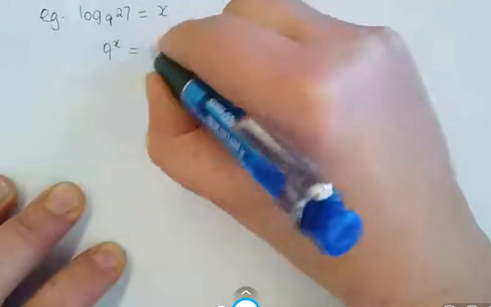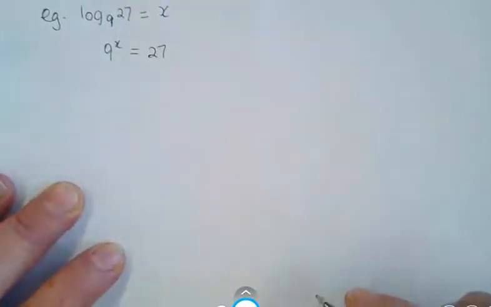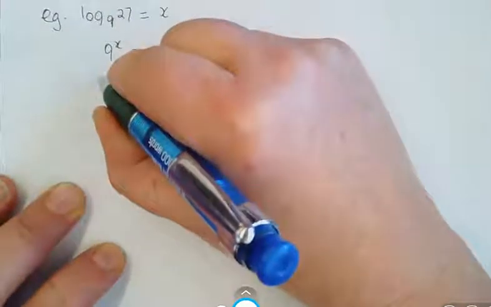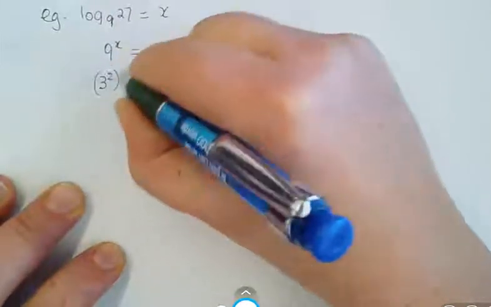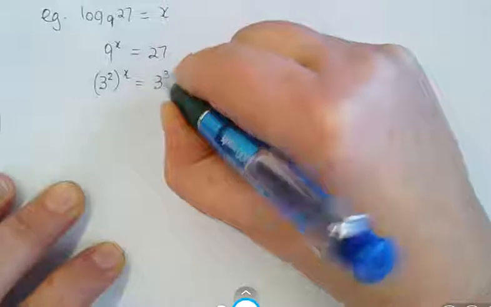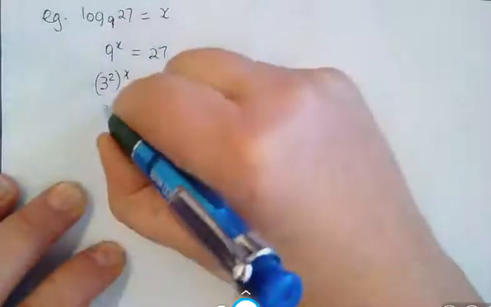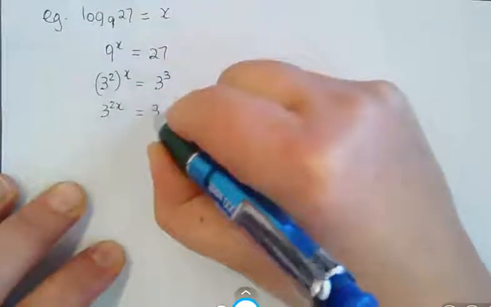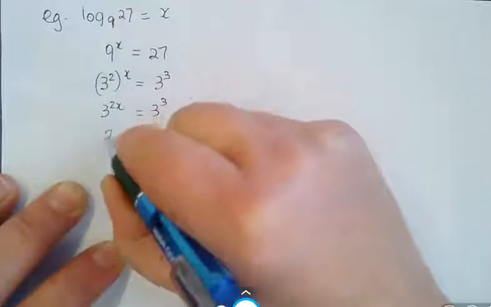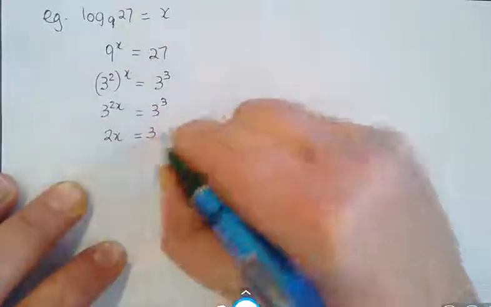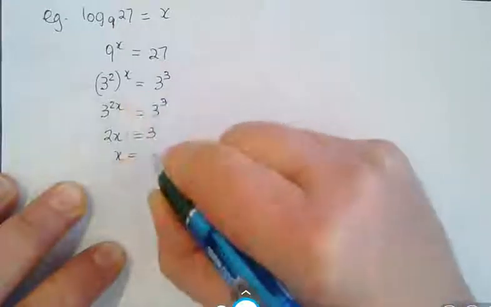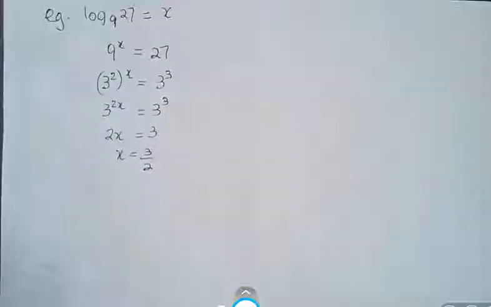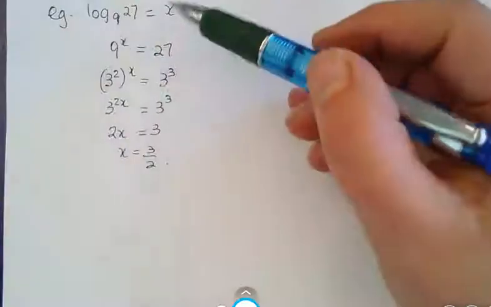One more example. Log to the base 9 of 27. So let that equal x. So 9 to the power of x is 27. Now what do we do? 3 squared to the power of x is 3 cubed. All good. 3 to the power of 2x is 3 to the power of 3. So then you can equate your powers once they are the same.